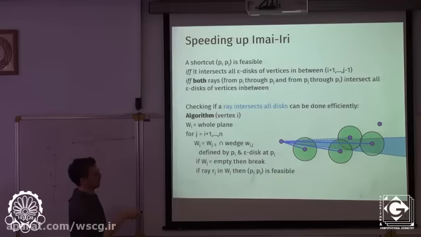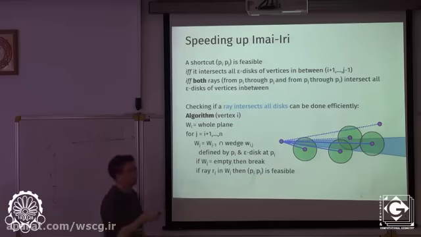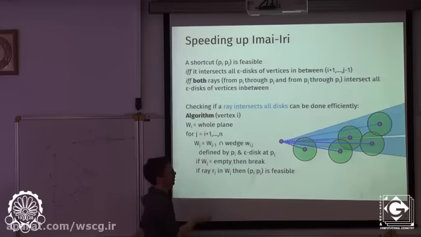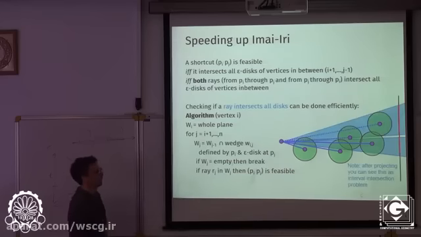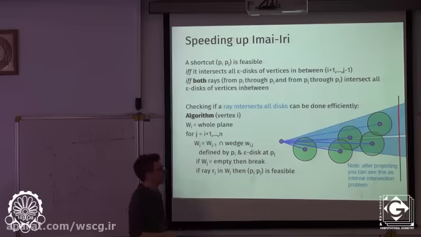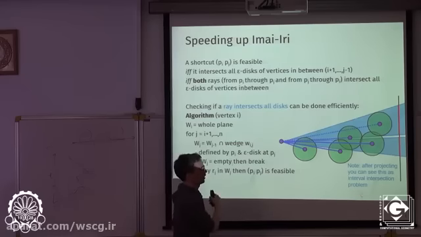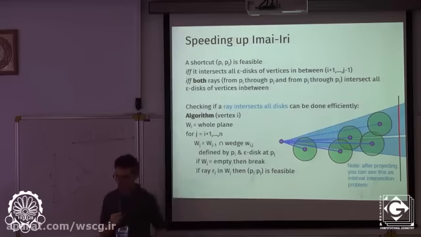I draw my disk, the wedge, intersect. The next one is outside, so I do not have a shortcut. I draw the disk, a wedge, intersect. Now the intersection is empty, so I know at this point I can stop.